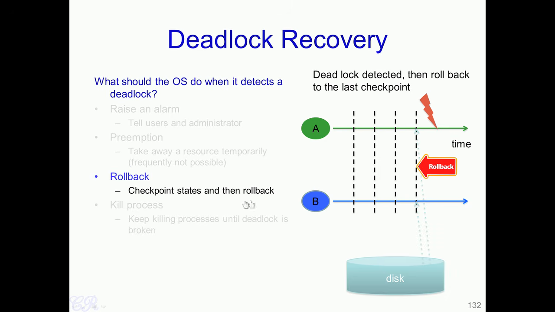A fourth way is to kill processes. Essentially, if process A and B are in a deadlock state, killing one of these processes would break the deadlock. So, typically the less important or lower priority process would be killed. Thank you.